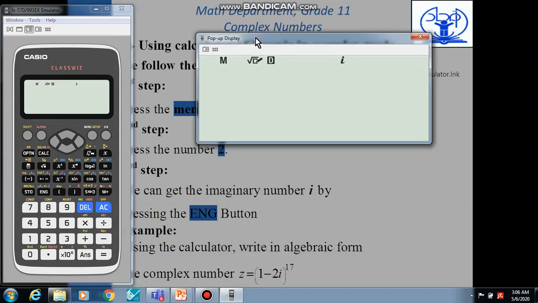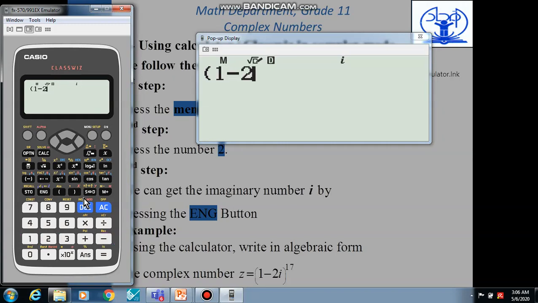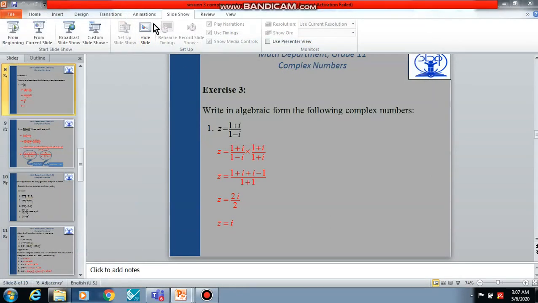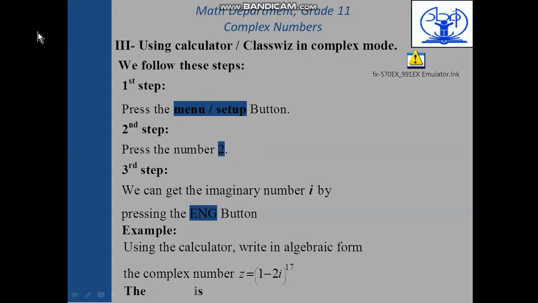To do that, it's very easy. Bracket 1 minus 2i, close the bracket, power, this one is the power 17, and we press equal. This is the answer. So the answer is this one.